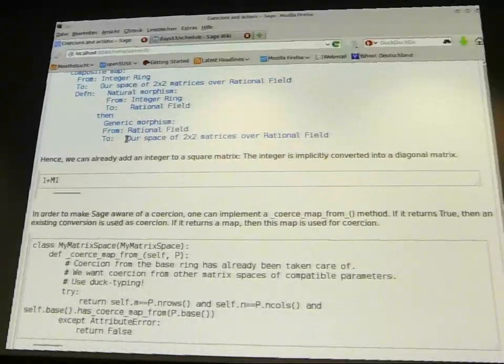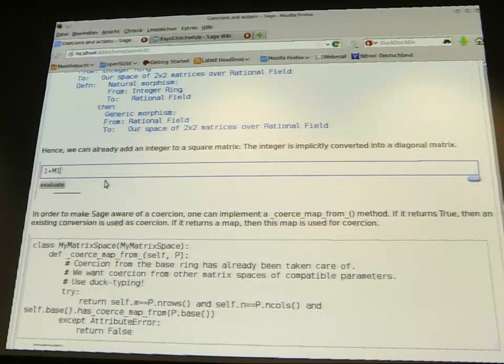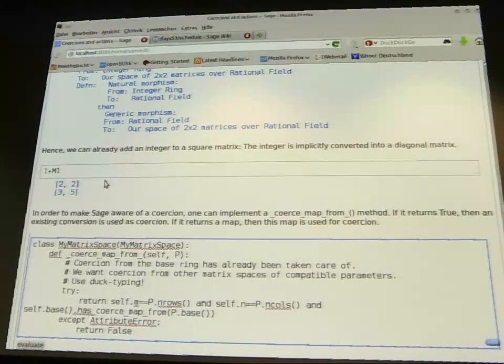So there is a coercion. Sage assumes there is a coercion, actually. But it finds that, and we have already implemented the conversion. And because Sage knows if there is a coercion, it will use this conversion as a coercion. Difficult to get. Okay, what has happened in this line?